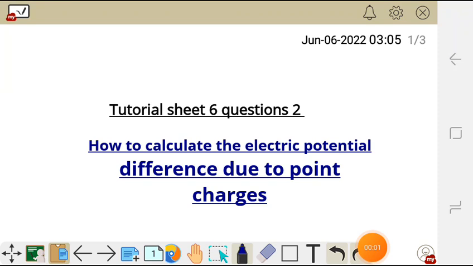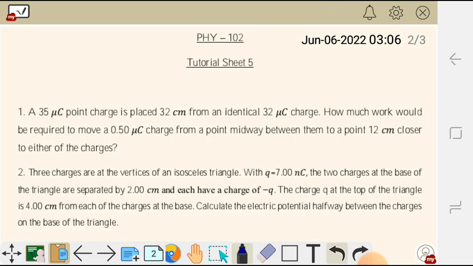So let's look at tutorial sheet 6 question 2, which is about how to calculate the electric potential difference due to a point charge. We looked at question 1 in my previous video, which was asking us how to calculate the work done in moving some charges from a point at infinity. So we're going to move on to question 2.